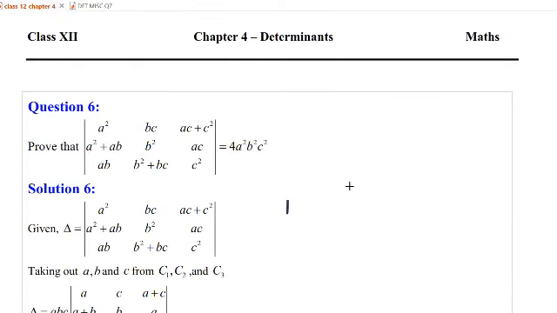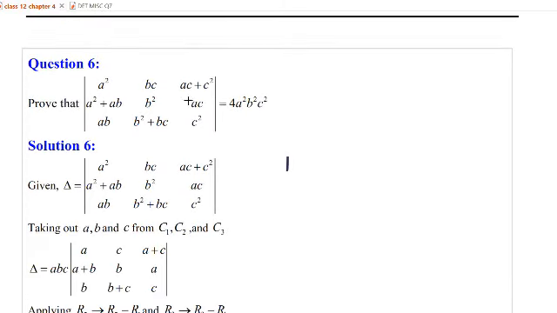Question number 6. So this whole thing, we need to prove it equal to 4a square, b square, c square. So what to do? First of all, from column first, I'll take a common, you can see. Column 2, I can take b common, and column 3, I can take c common. So from here, I'll take a common.